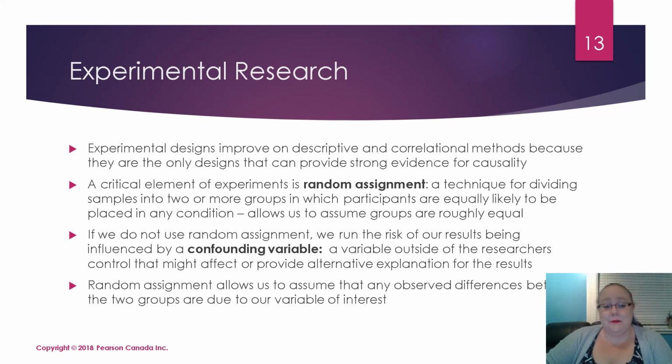So again, like I just mentioned, if we do not use random assignment, we run the risk of our results being influenced by a confounding variable, which is a variable outside of the researcher's control that might be affecting those results. Random assignment allows us to assume that any observed differences between the two groups are due to the variable that we're manipulating. So hopefully, if we have assigned them as randomly as possible, and we still see that the ones in the caffeine group are showing higher levels of alertness, then we can reasonably conclude that that was based on the caffeine and not just based on any other confounding variable.